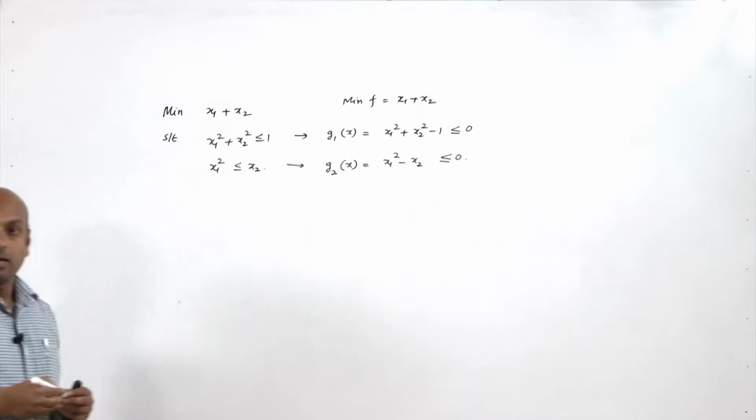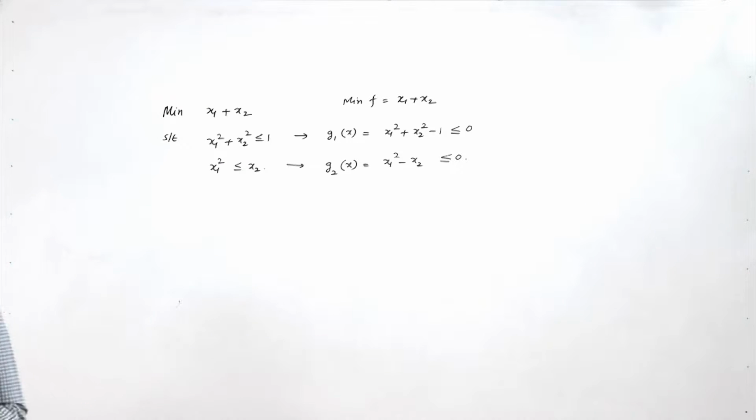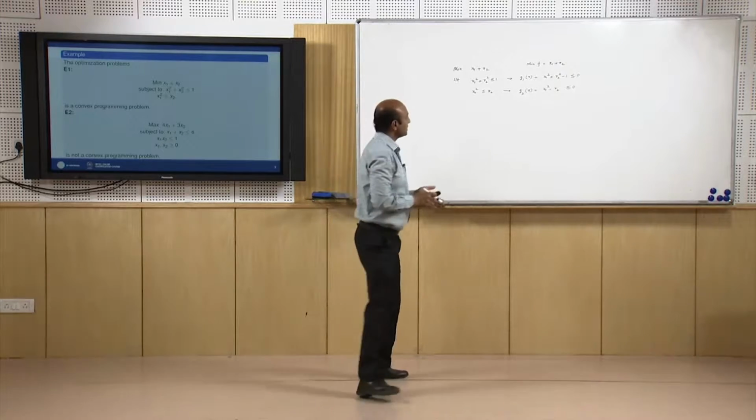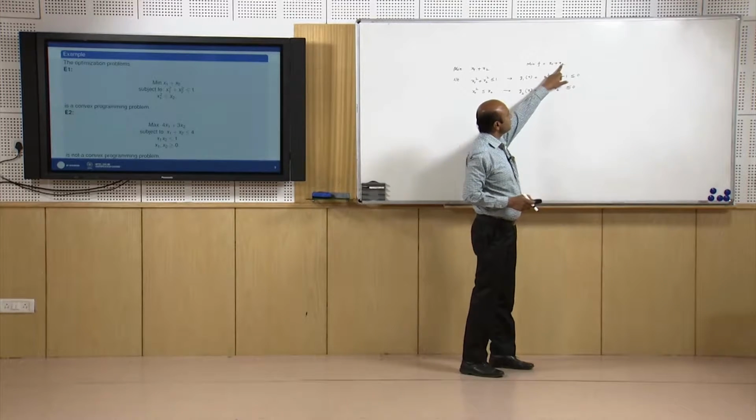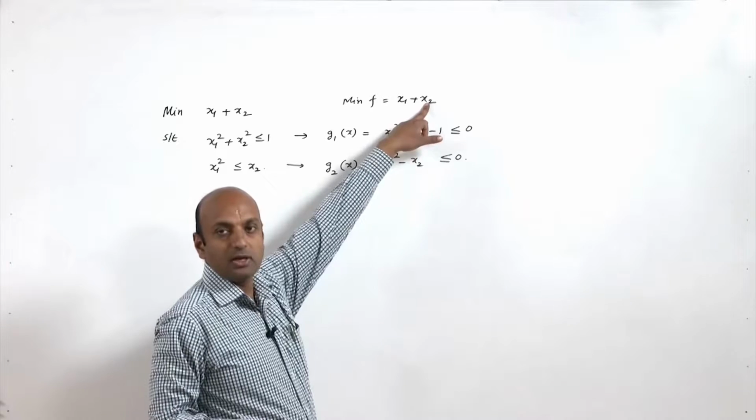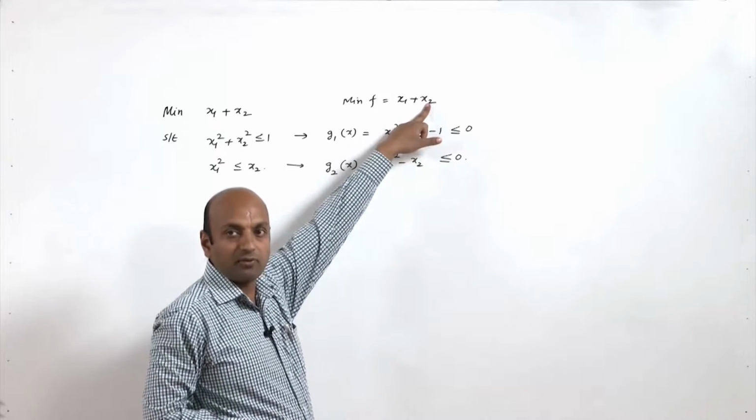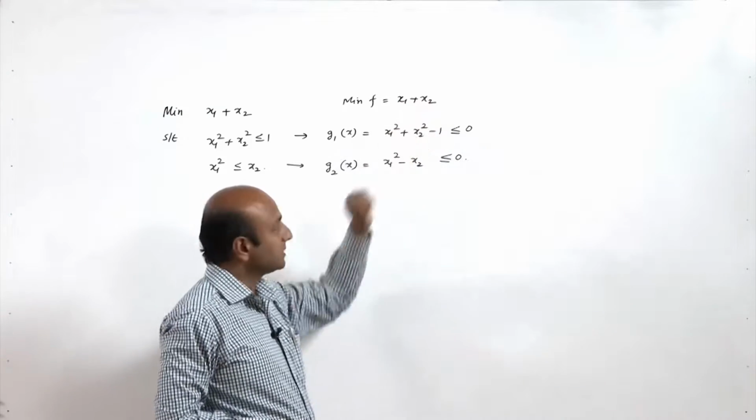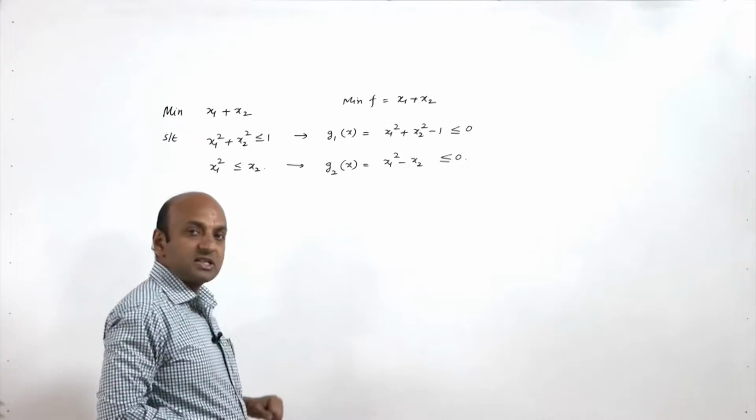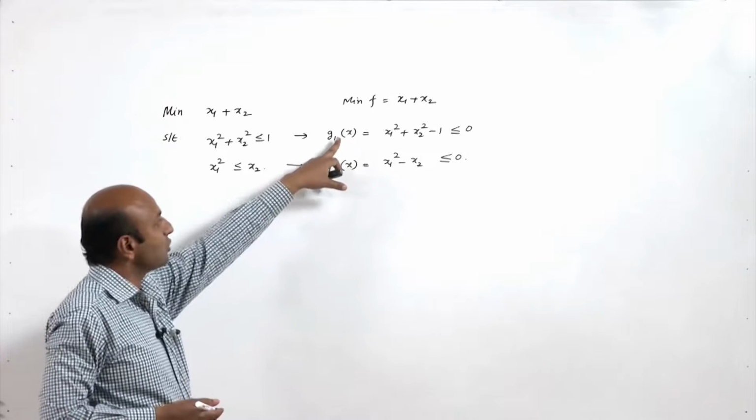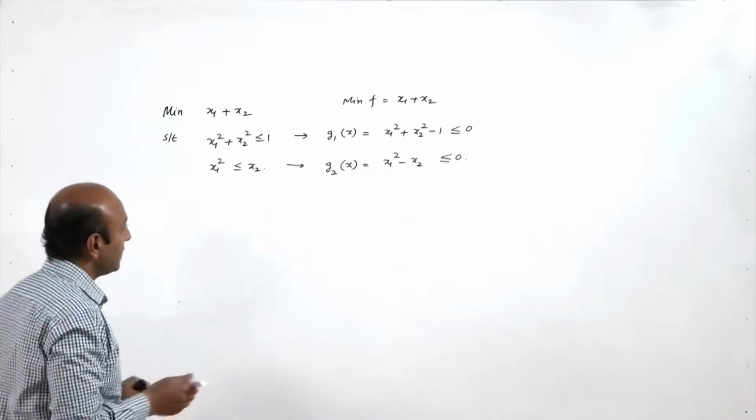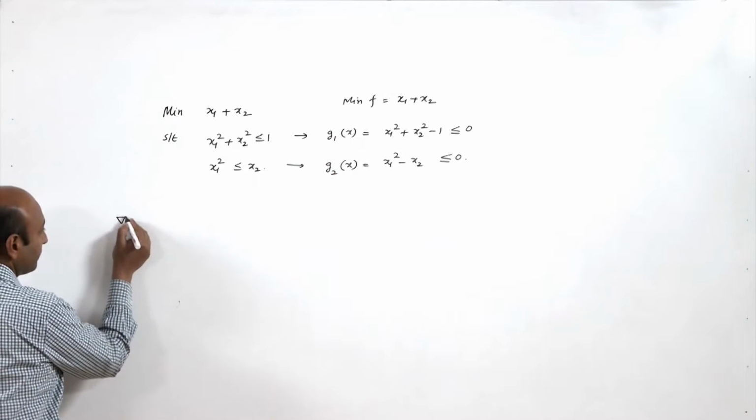Now, we already know that all linear functions are convex. So, this function x1 plus x2 is obviously convex. It is a linear function, and linear functions are always convex as well as concave. So, this function is convex. Now, if we talk about the first constraint, to show whether it is convex or not, you take the Hessian matrix of g1.